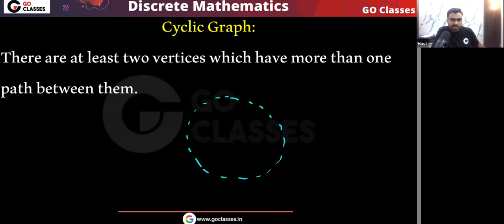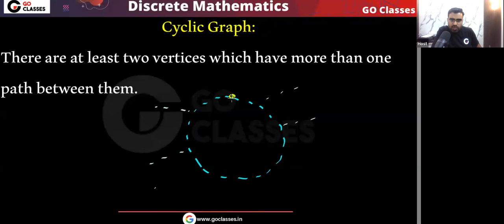Of course, there can be some extra things, some extra vertices can be there. But the point is, there is a cycle. Cyclic graph means there exists a cycle. Now, there are at least two vertices which have more than one path between them.